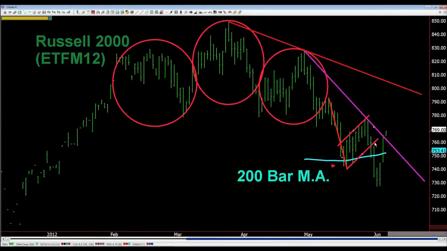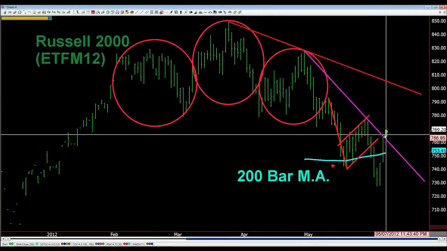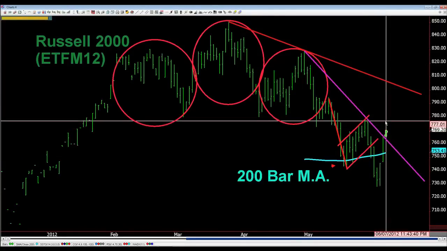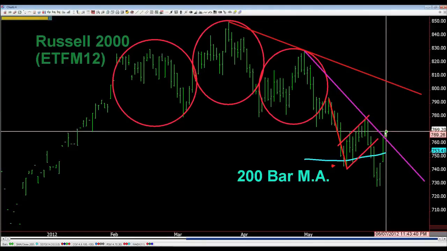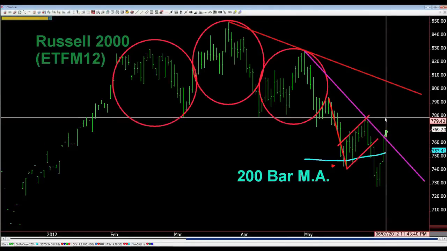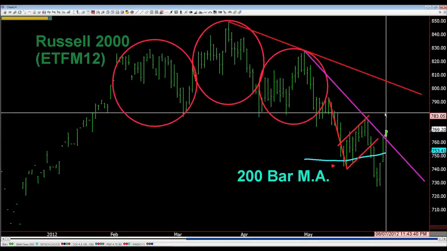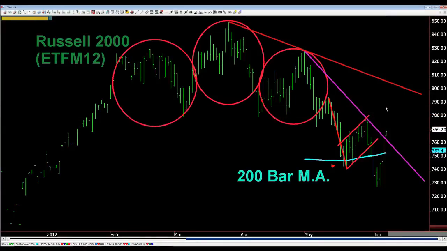We've had the bear flag and the breakdown through the 200-bar moving average. Now we're above resistance, so the likelihood is we at least test the 777 area tomorrow. Right now trading at 768. We test the 777 area and then maybe go as high as 787. That is for your Russell on trading for Thursday, June 7th.